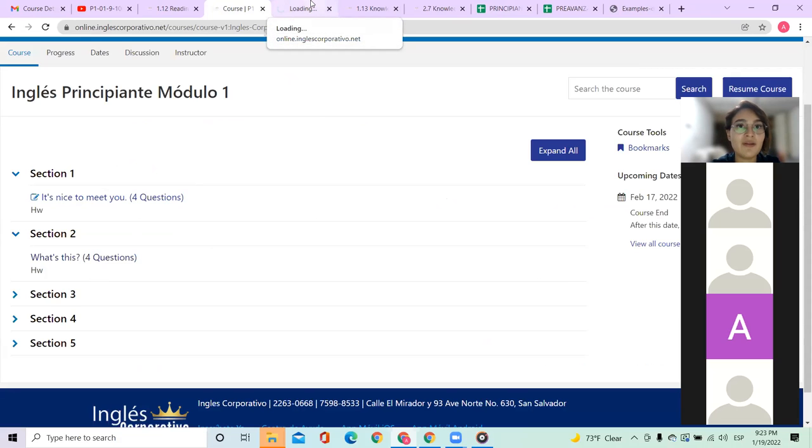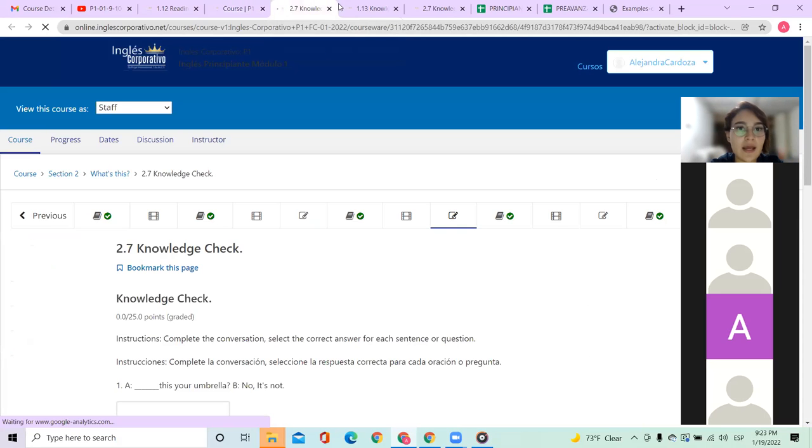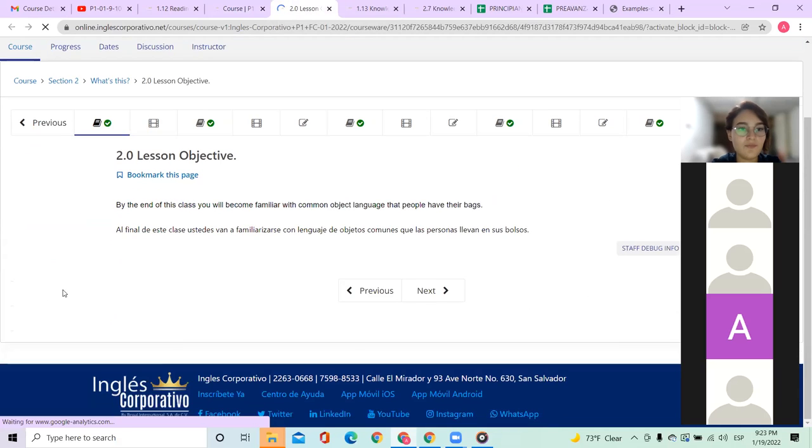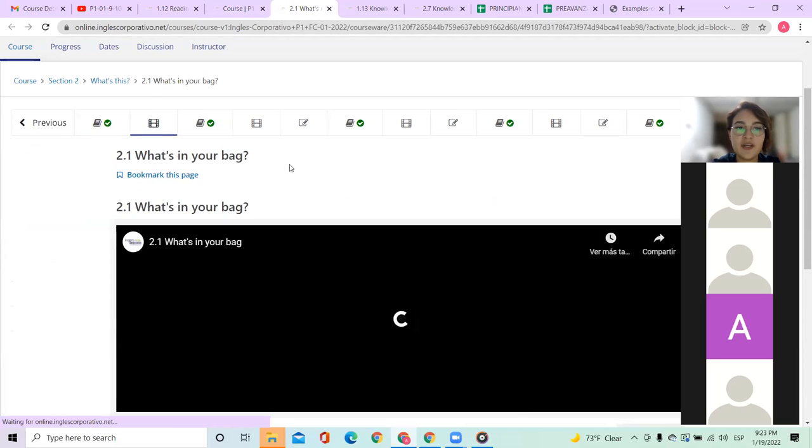the vocabulary about things that you can find in your bag, your wallet, your backpack, cosas que podemos encontrar en su mochila, en su bolso, en su billetera. It could be anything, right? So we will watch a brief video on that.